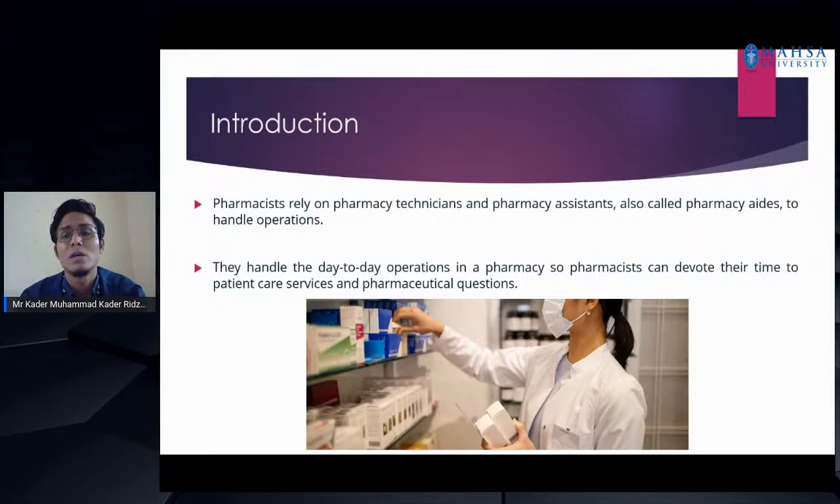Obviously, if the patient is at your pharmacy counter, other than receiving the medication, sometimes the patient would like to ask you a few questions. This will be more focused on pharmacists. It's not that pharmacy assistants or pharmacy technicians can't do that, but usually in a hospital setting, they focus on pharmacists doing the pharmaceutical questions or having a Q&A session with the patient.